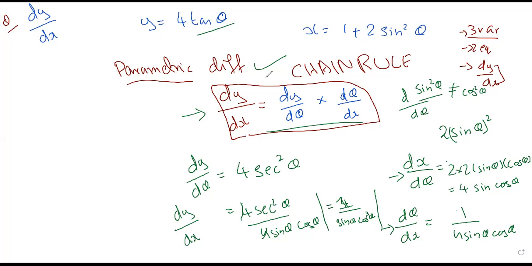We simply differentiated this y with respect to theta. d theta by dx was also very simple. We simply had to find dx by d theta, and we had to find its reciprocal. So this is how we did it. This is something which I was not expecting. I'll tell you why. Okay, we are clear with the parametric differentiation, right?